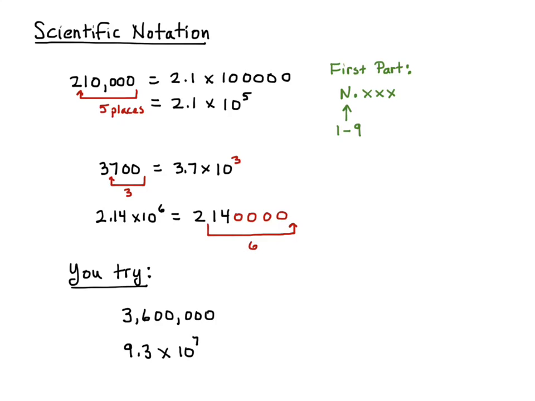Okay, so what'd you get? First one? Yes. 3.6 times 10 to the 6th. Mm-hmm. And the second one, I kind of threw that one out there, is 93 million.